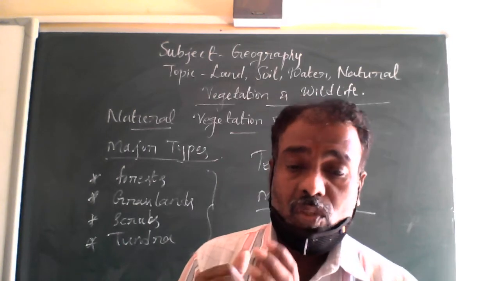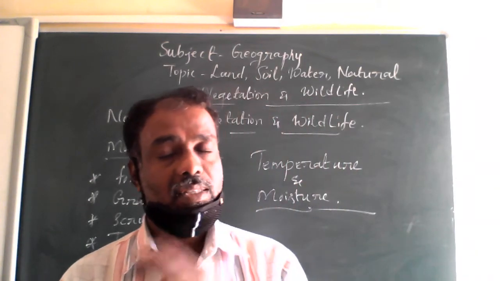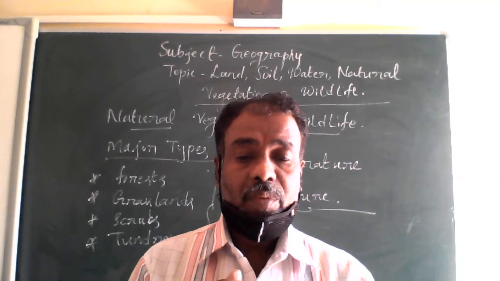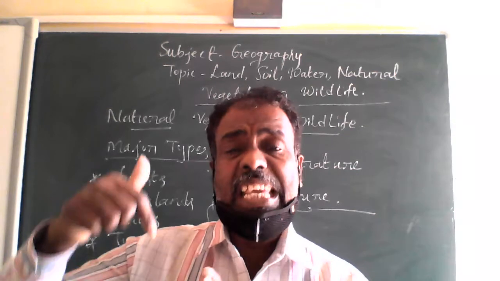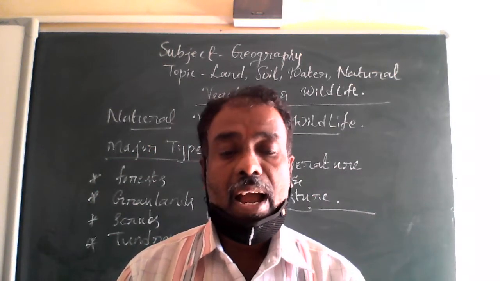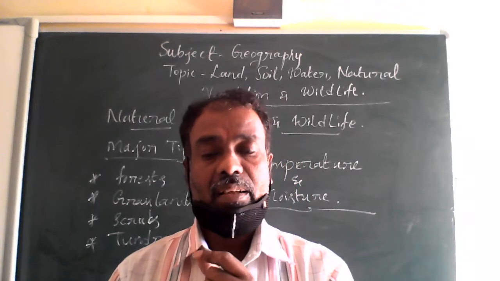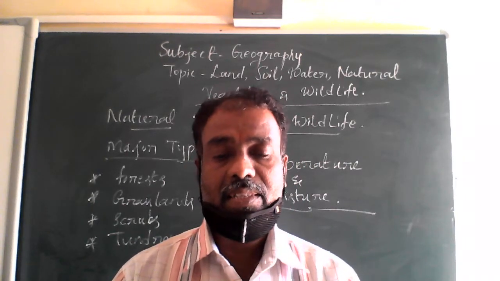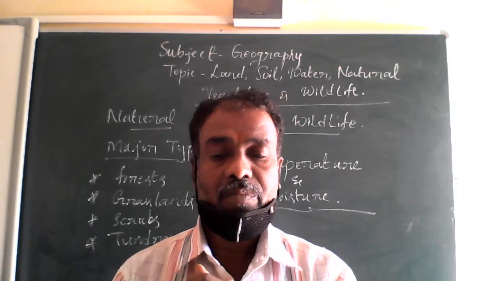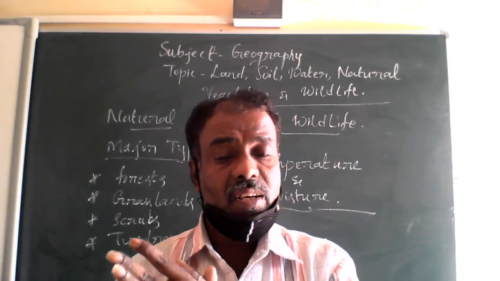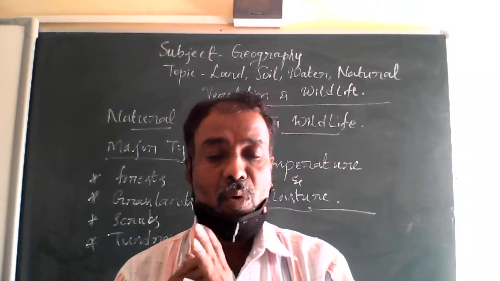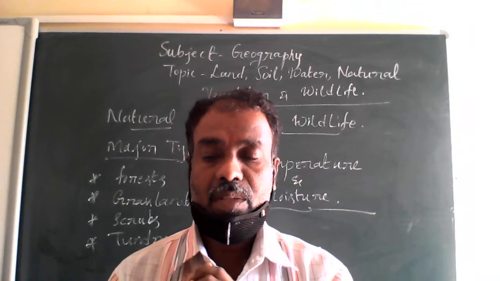Getting now? So in the thorny bushes, shrubs or scrubs, in that dry area we can see the plants have deep roots to absorb the moisture, and leaves with a thorny and waxy surface that reduce loss of moisture through transpiration. See, tundra vegetation of cold polar regions comprises mosses and lichens.